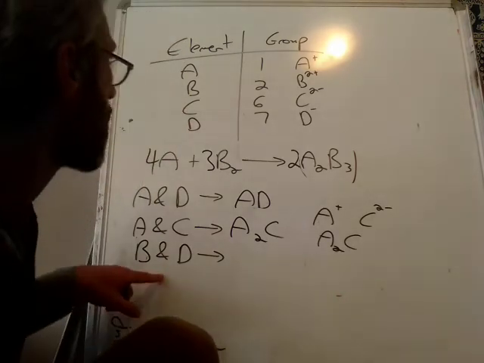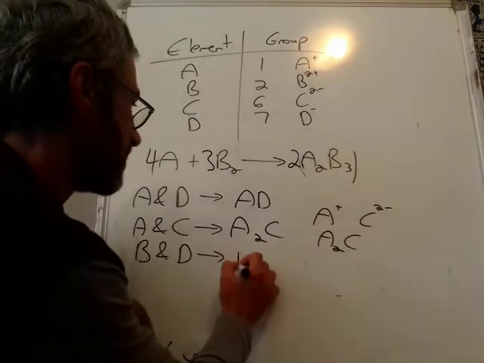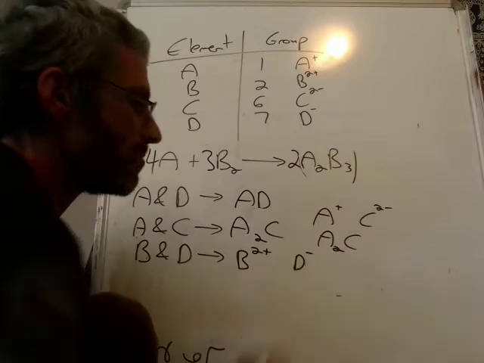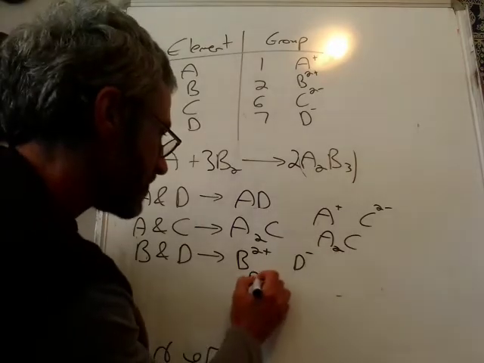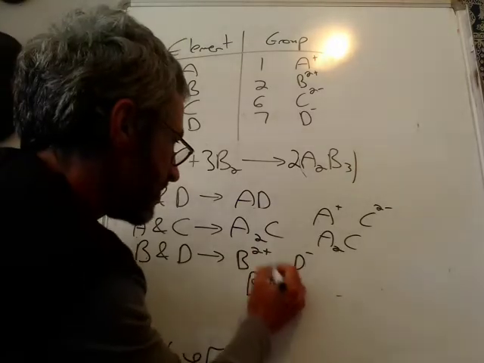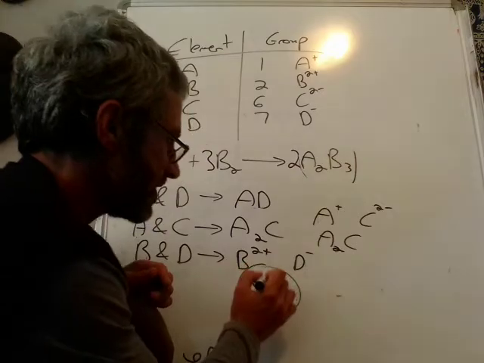And last one, B and D. I'll do this with the cross method. I'll write B is 2+, D is 1-. So the formula is going to be B, 1, I don't need to write 1, D, and I'll put the 2 there. So BD2. That's the answer. This is the final answer.